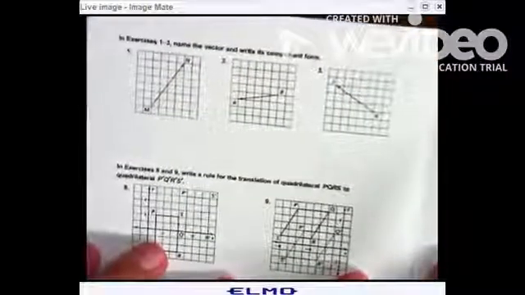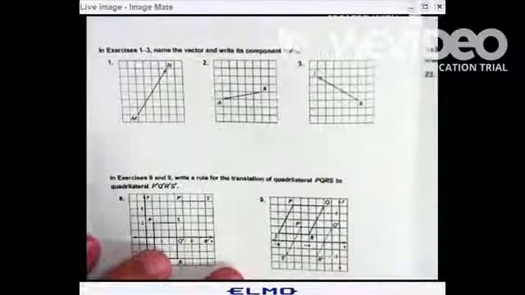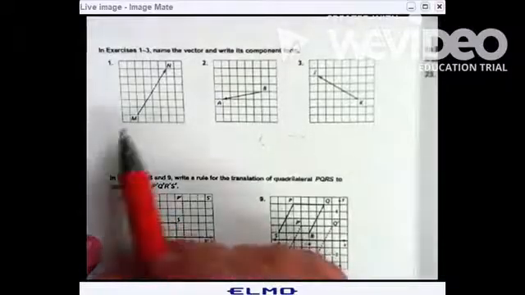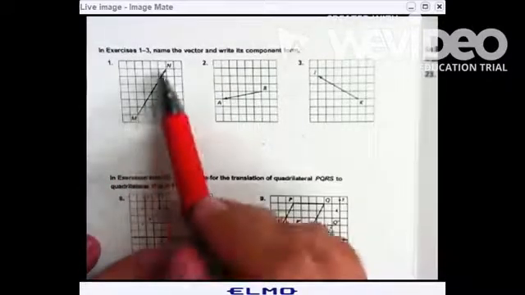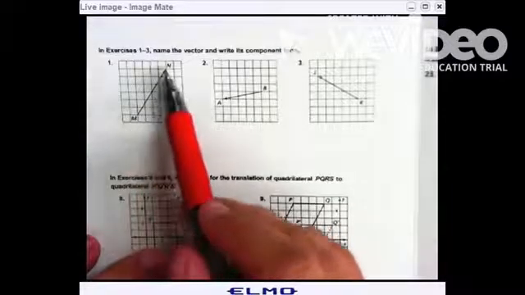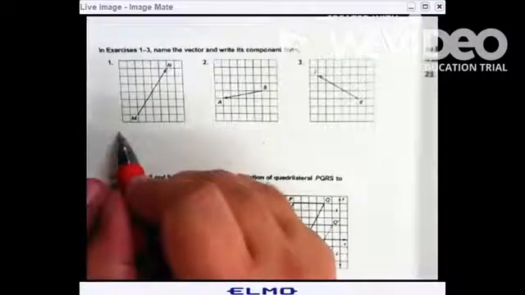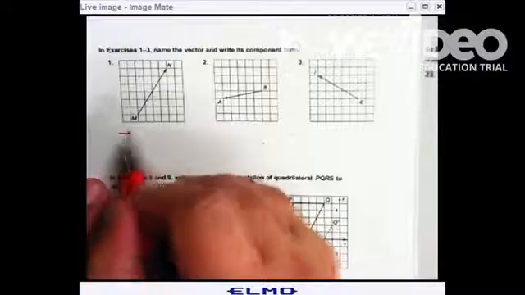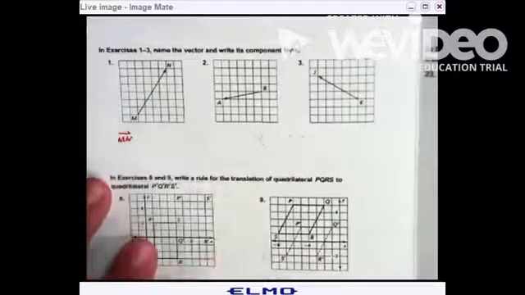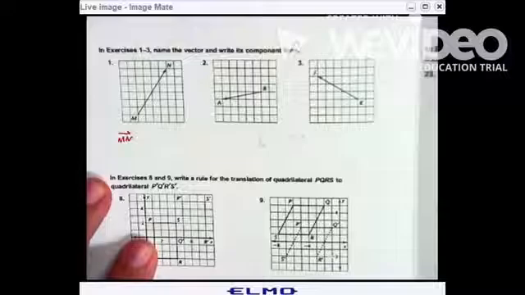All right. So what we have, number 1, 2, and 3, we want to write the name of the vector, and then we want to write its component form. So looking at this first vector, there's our arrow. So this is our initial point. That's our terminal point. We go from start to finish. So the start is M. The finish is N. So this is vector MN.